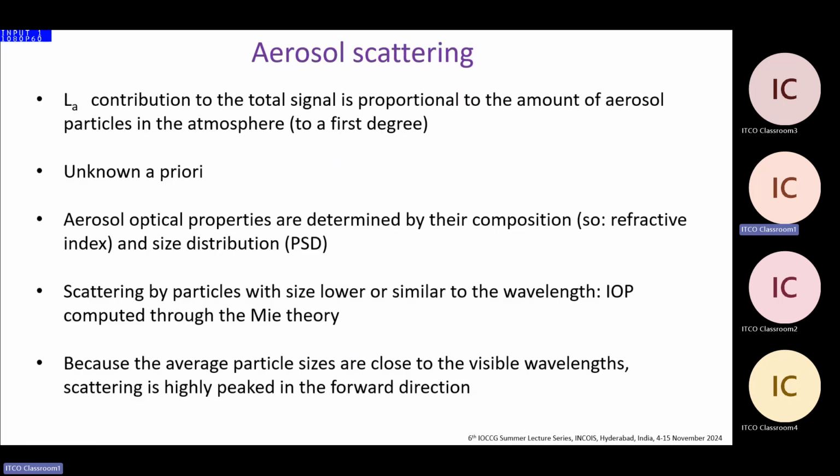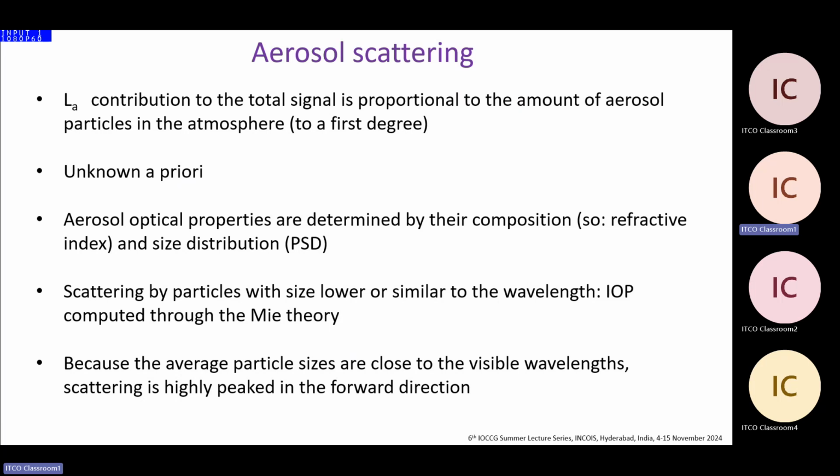Aerosol scattering now. So, of course, the signal is proportional to the amount of aerosol particles in the atmosphere to a first degree, unknown a priori, and the optical properties are determined by the composition of this aerosol. So again, refractive index and particle size distribution. Scattering by particles with size lower or similar to the wavelengths. So that's what we have on the aerosol. So their optical properties can be computed through the theory.